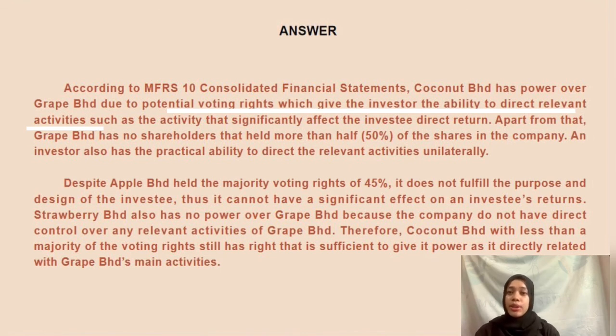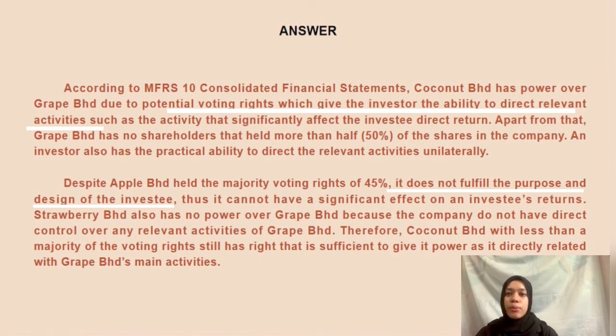But what happened to Apple Berhad? Why does Apple have no power over Grape? Even though Apple Berhad held the majority voting rights of 45%, it does not fulfill the purpose and design of the investee. Therefore, it cannot have a significant effect on the investee's returns.